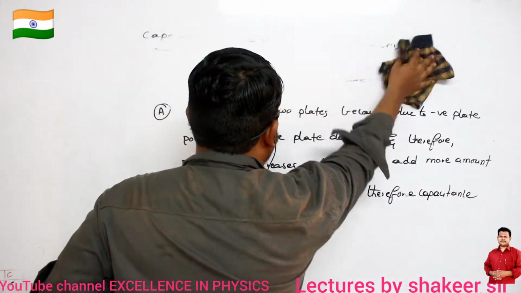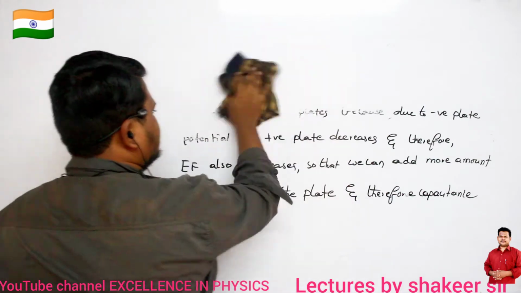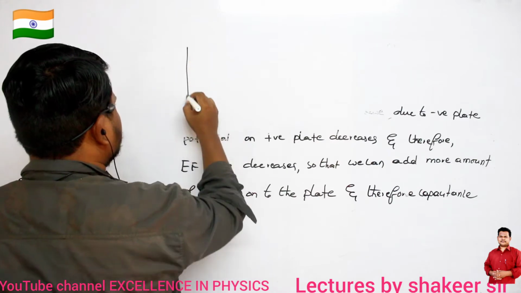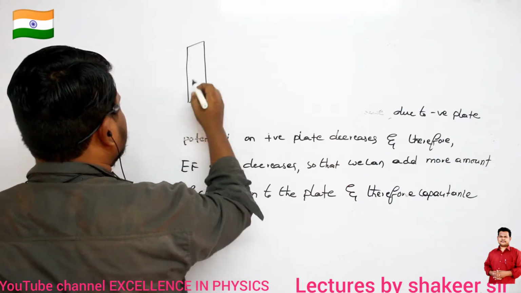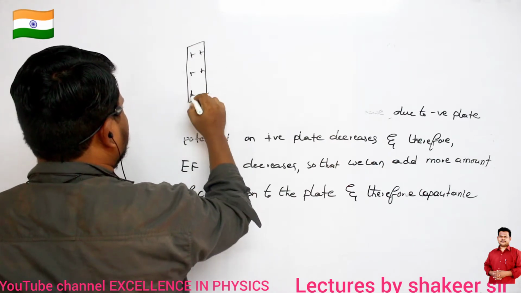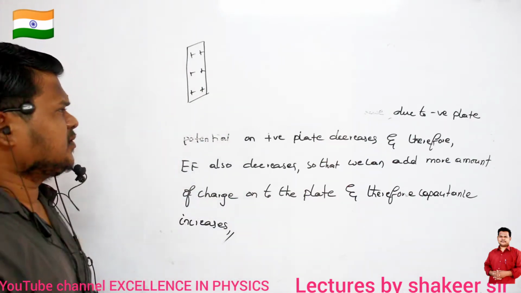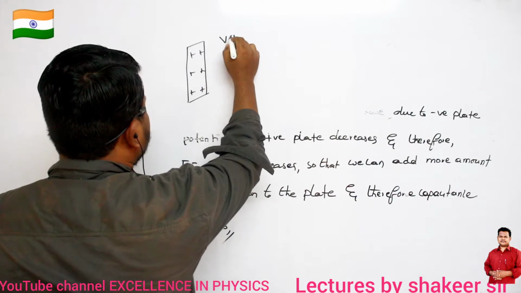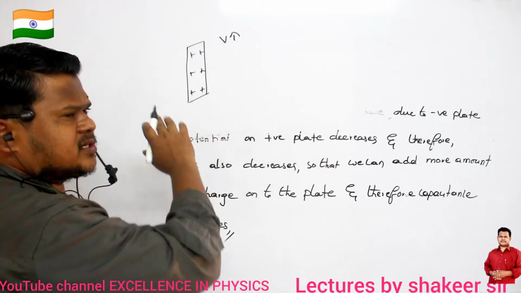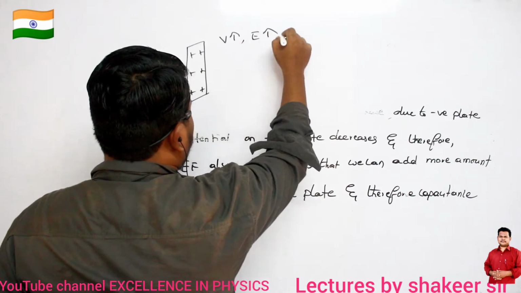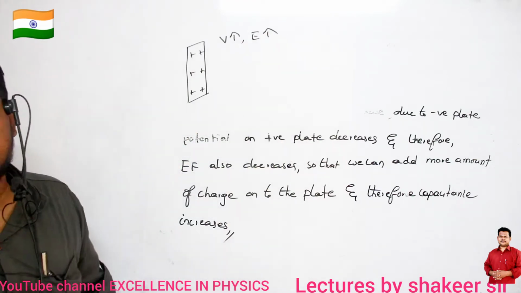Clear? See, for example, if I take a single plate, so this is one single plate, and I am charging this one. Clear? So if I charge this one, then after some time what will happen? Potential continuously increases, no? As I go on adding charges on this one, potential continuously increases. And what happens to the electric field? Electric field also continuously increases.